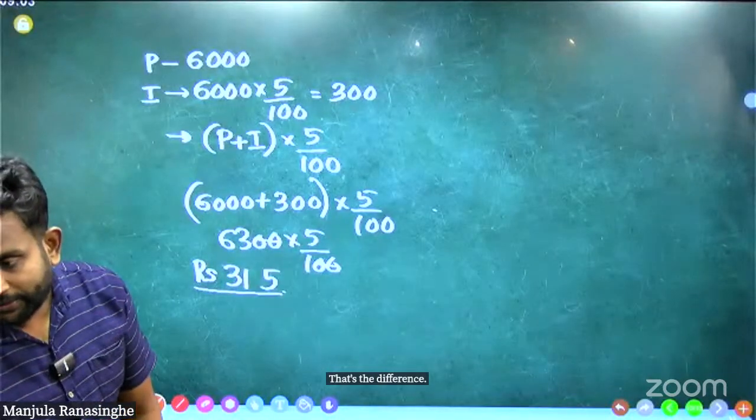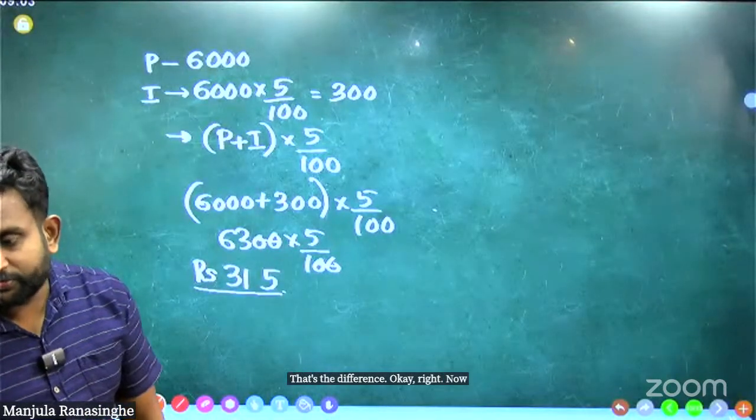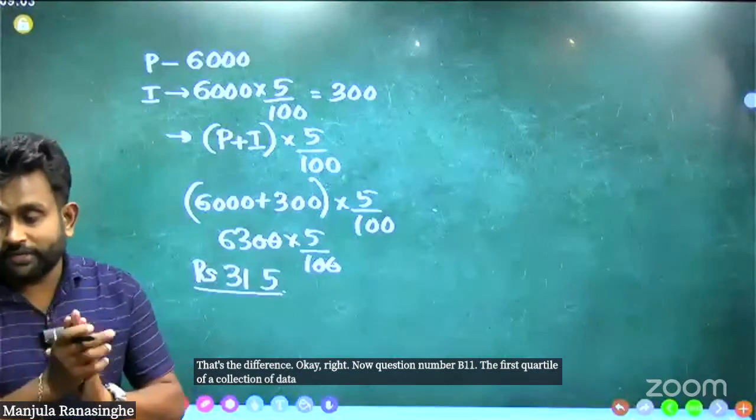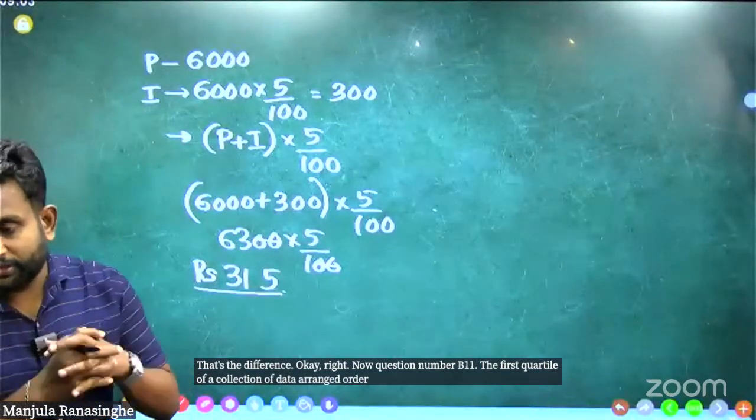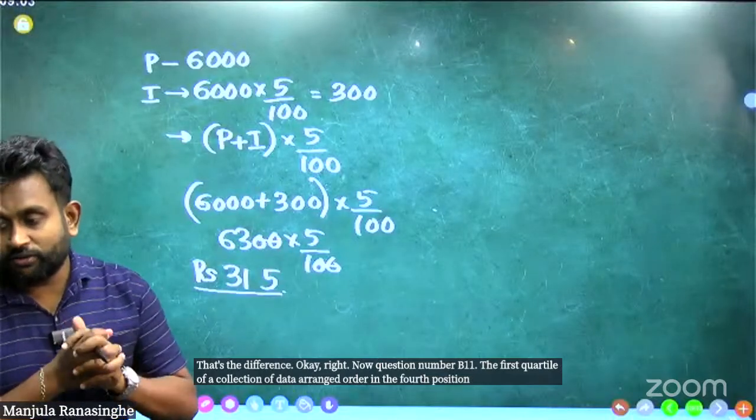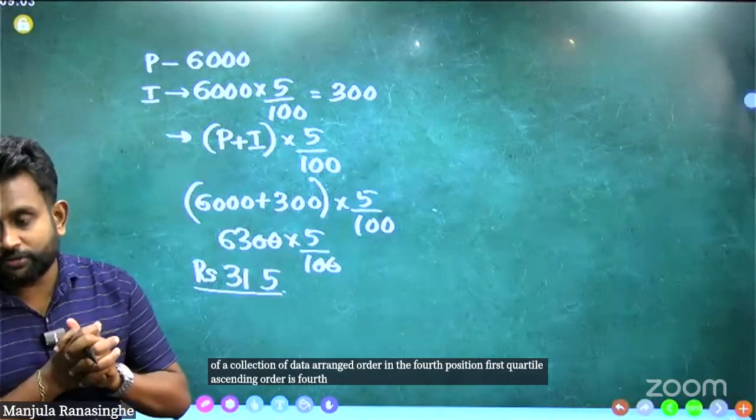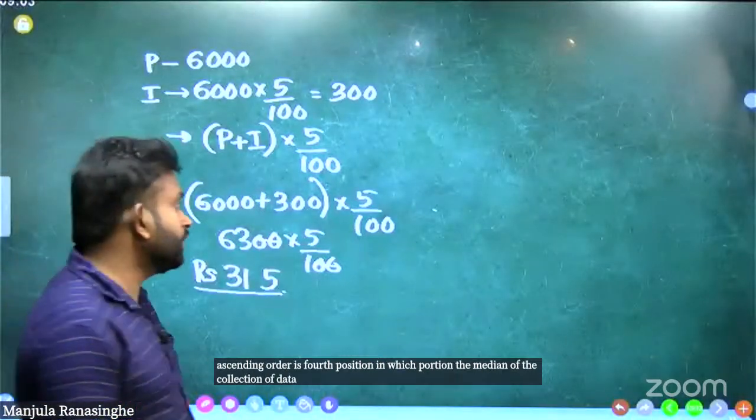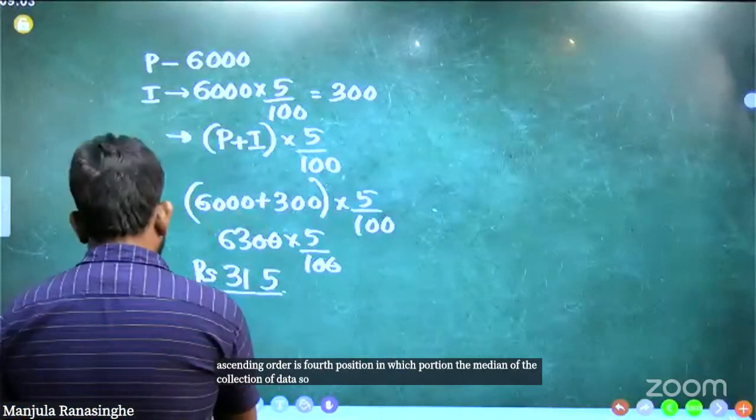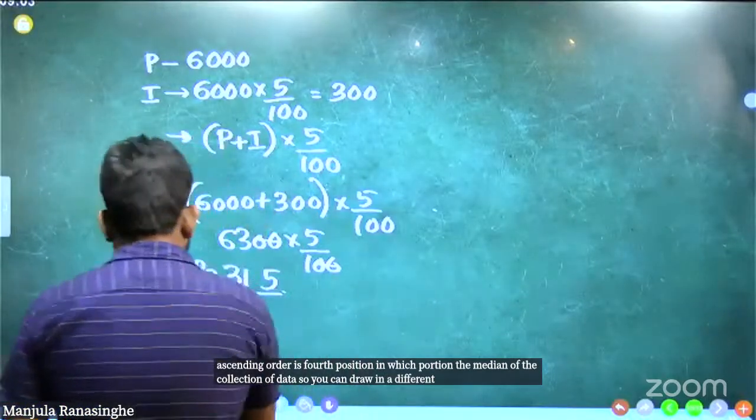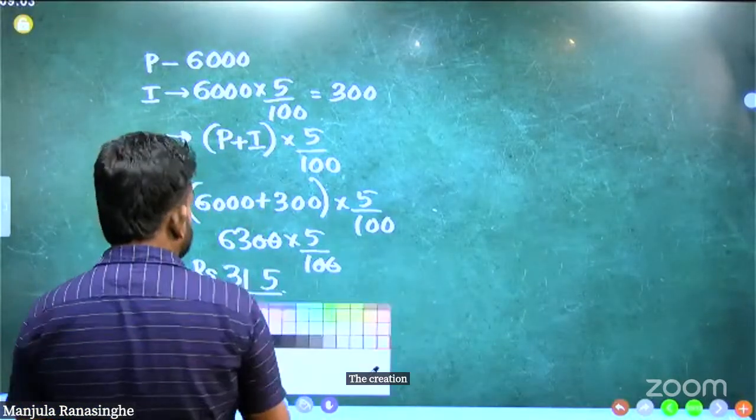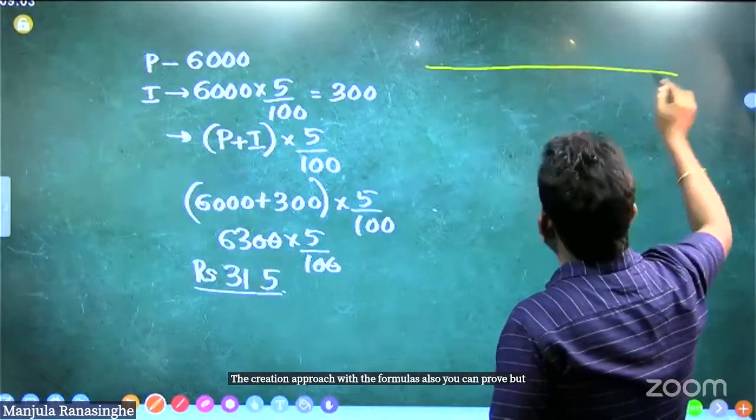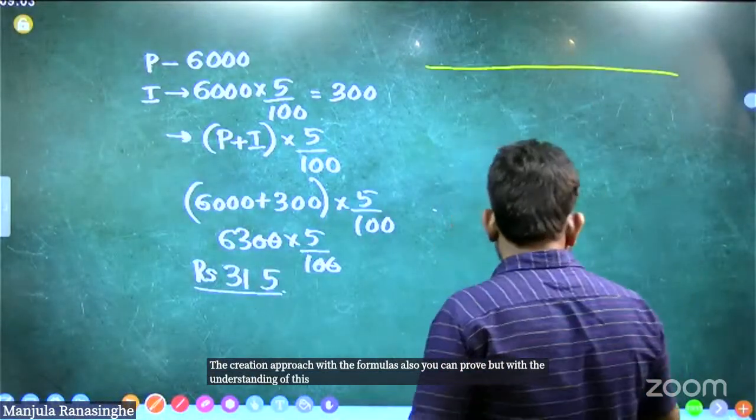Right. Now question number 11. The first quartile of a collection of data arranged in ascending order is in the fourth position. In which position is the median of the collection of data? You can approach the question with the formulas, but with basic understanding also you can work it out.